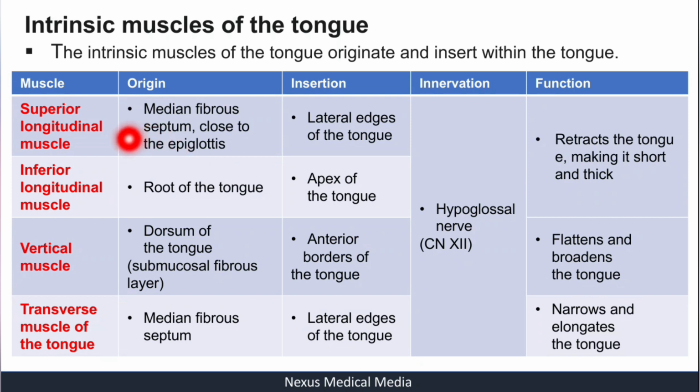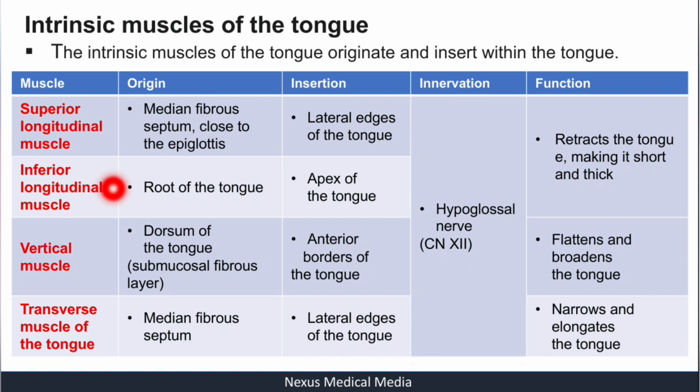So the superior longitudinal muscle. Origin is the median fibrous septum close to the epiglottis. Insertion is the lateral edges of the tongue. Innervation, all of them, is the 12th pair, that's the hypoglossal nerve. The function of the superior and inferior longitudinal muscles is retraction of the tongue, making it short and thick.